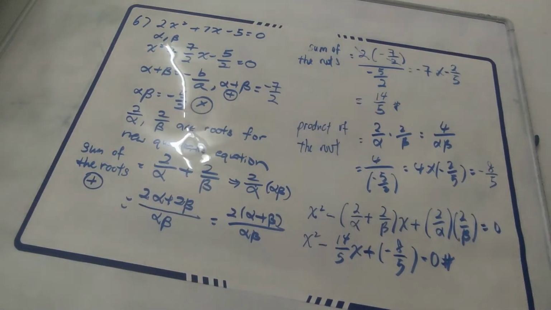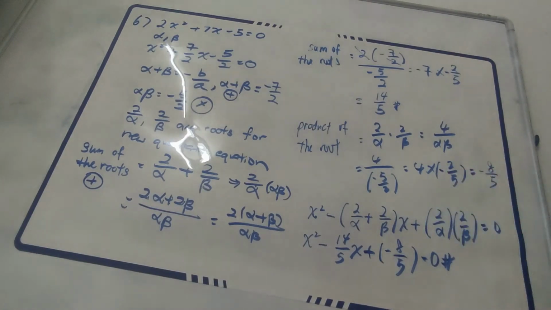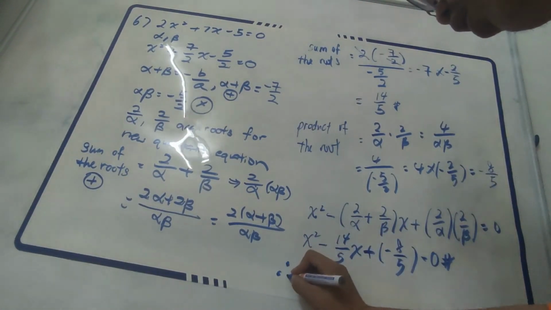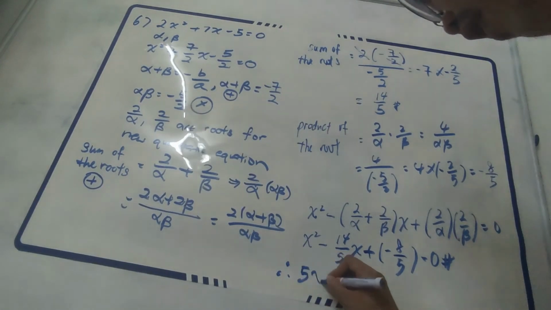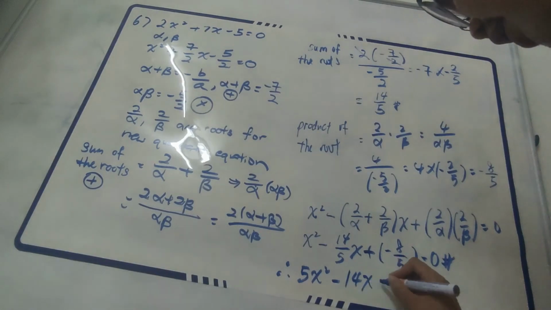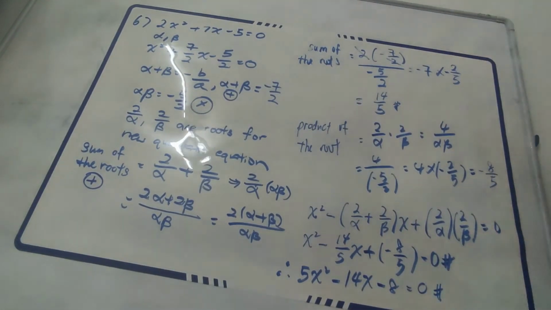If you want to write it more tidily, so it is not a rational number, just multiply by 5 on both sides. So the answer should be 5x squared minus 14x minus 8 equals 0. So this is the answer for question number 6.